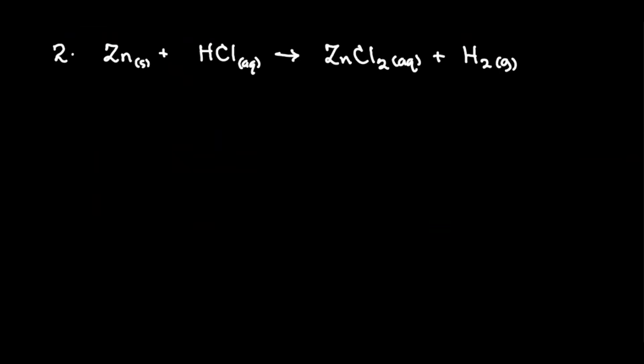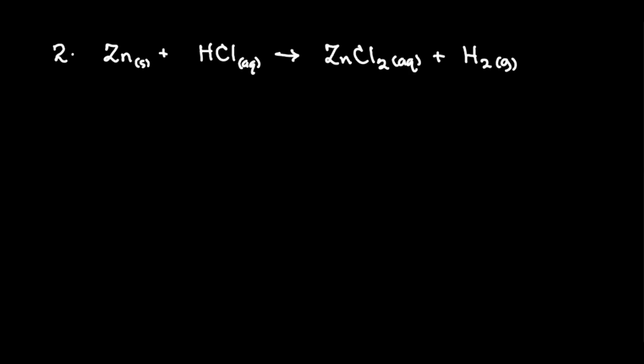The next example here is Zn solid plus HCl aqueous, giving us ZnCl2 aqueous plus H2 gas. That is the reaction between zinc metal and hydrochloric acid to form zinc chloride solution and liberate hydrogen gas. Step 1 says we should not touch anything. We shouldn't change any formula. We're leaving them the way they are.